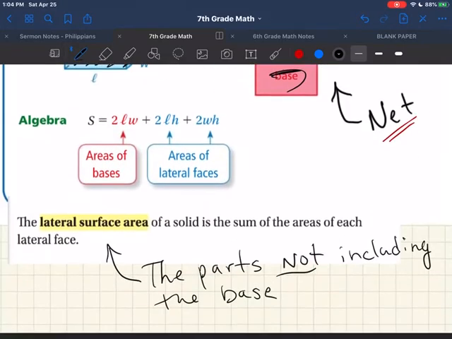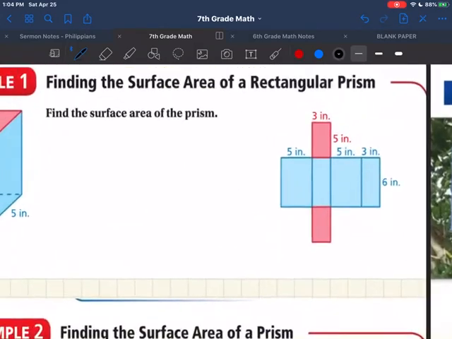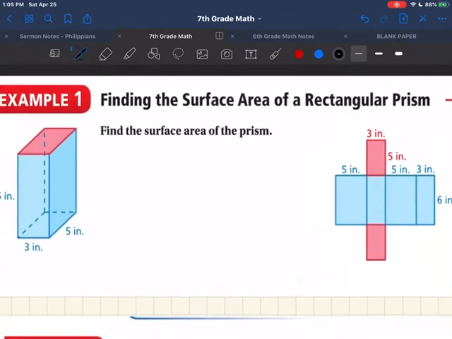Area. Okay, it's the faces, no bases. But I don't like that. I like the bases and the faces. Okay, so let's do one.